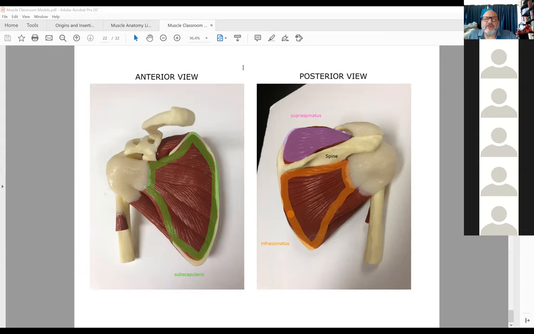Now, let's do one more. I'll use white for this one. Notice right here is a large round-shaped muscle. We see it a little bit here from the front. We see it a little bit here from the back. Anyone have any idea what that muscle might be? Again, you have a list of muscles in front of you. That might help. Any idea what this white muscle might be?